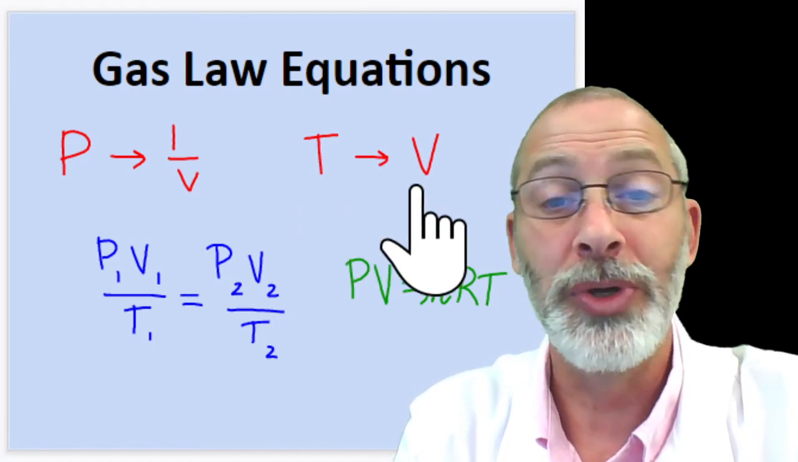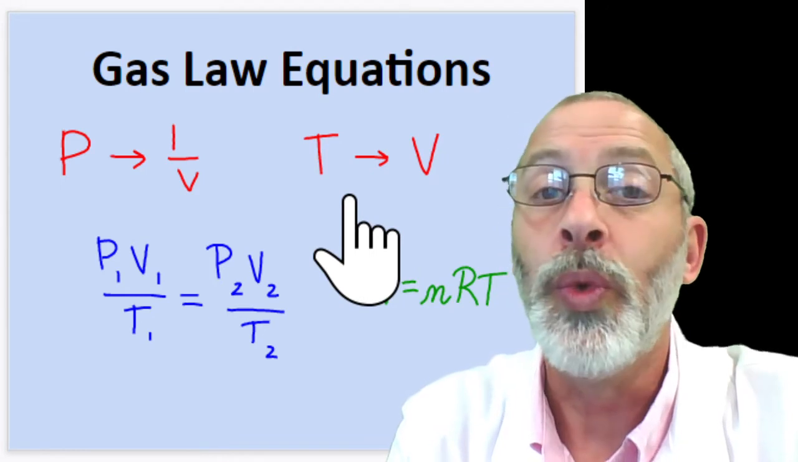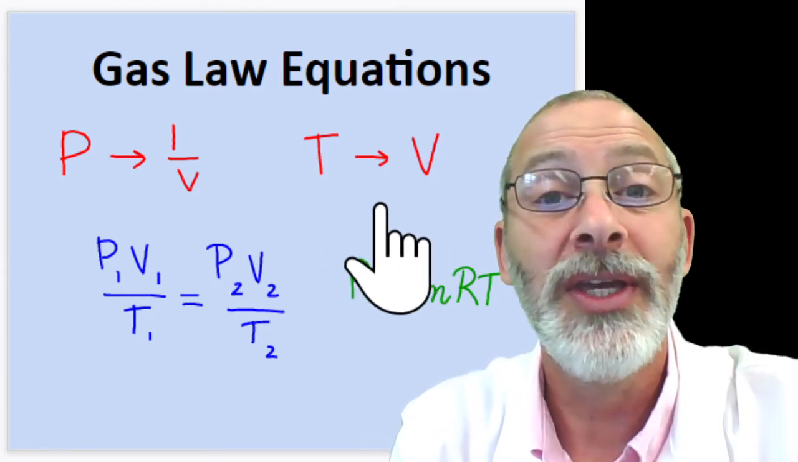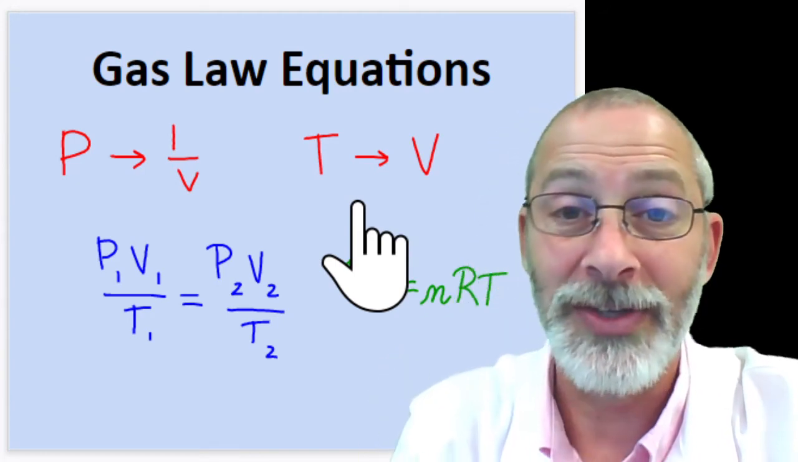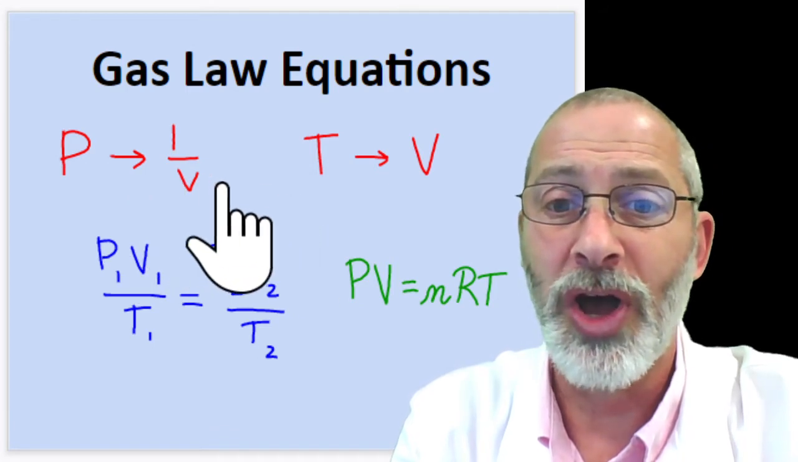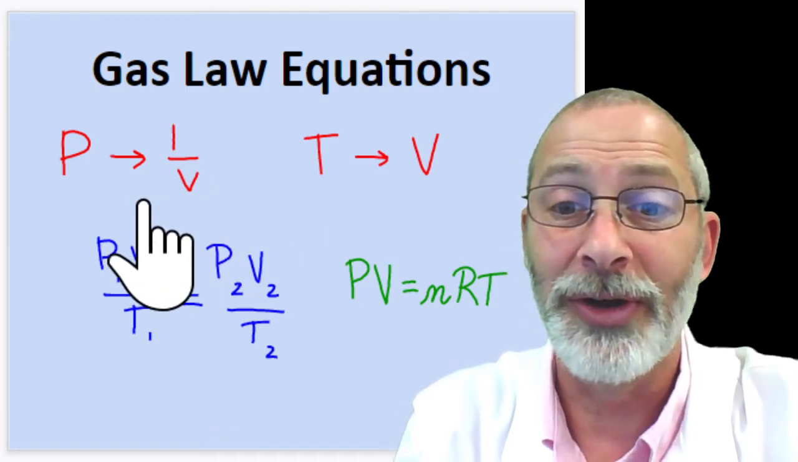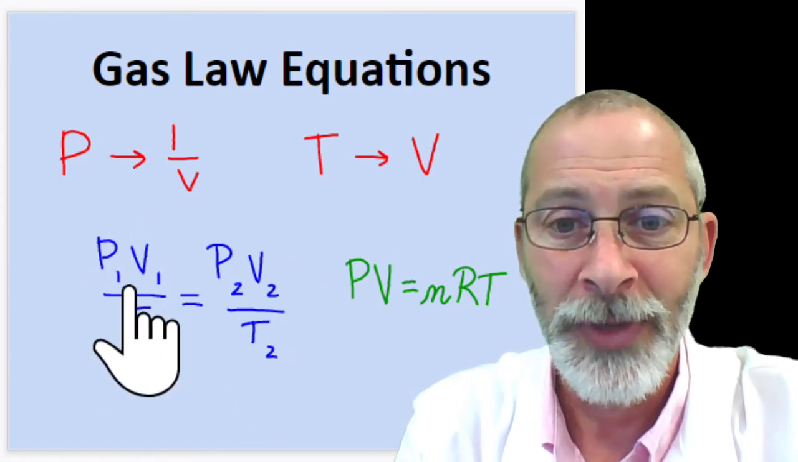The second relationship here is illustrating that temperature and volume are directly related to one another. As temperature goes up, volume goes up. As volume goes down, temperature goes down. Which gas law is this illustrating? Excellent. Charles' law.